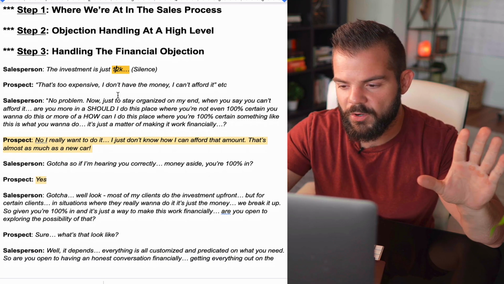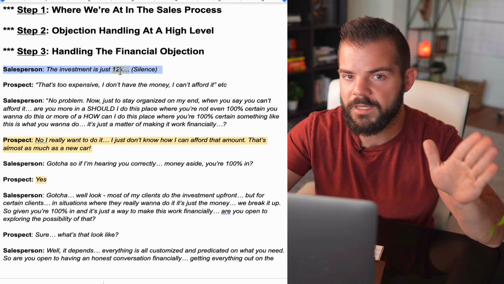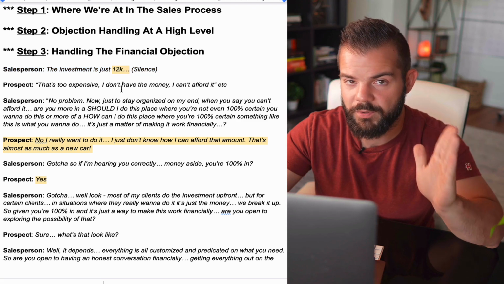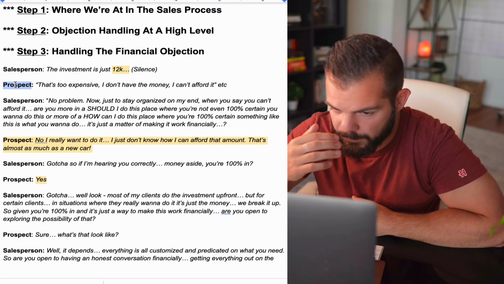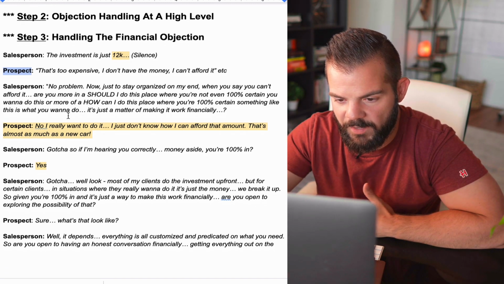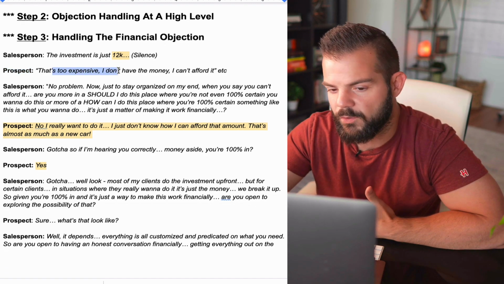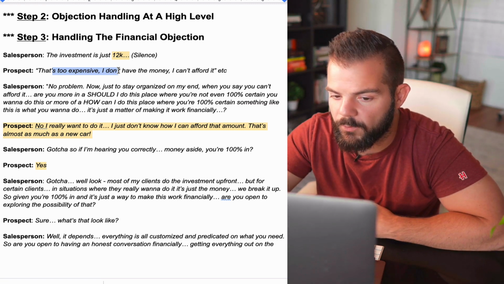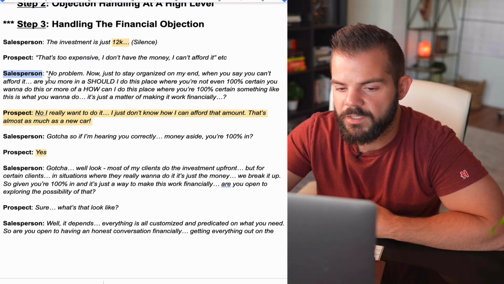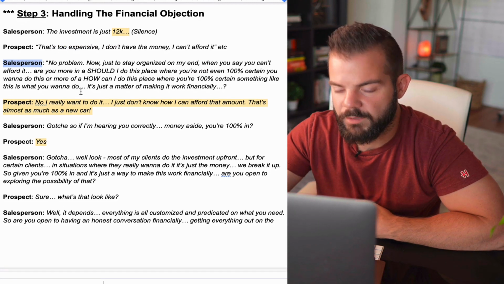So we can go in more on that later, but you'll see why it's important that you just state the price just like that. It's just 12K. Now, let's say the prospect says, that's too expensive. I don't have the money. I can't afford it. Oh man, Cole, that sounds good, man. I just don't know if I can afford that right now. Okay? You're gonna say as a salesperson, no problem.